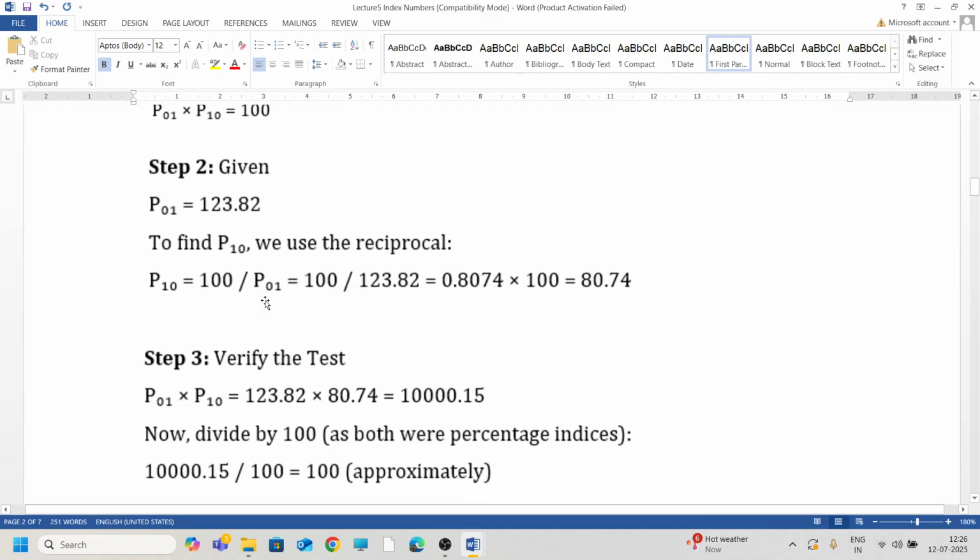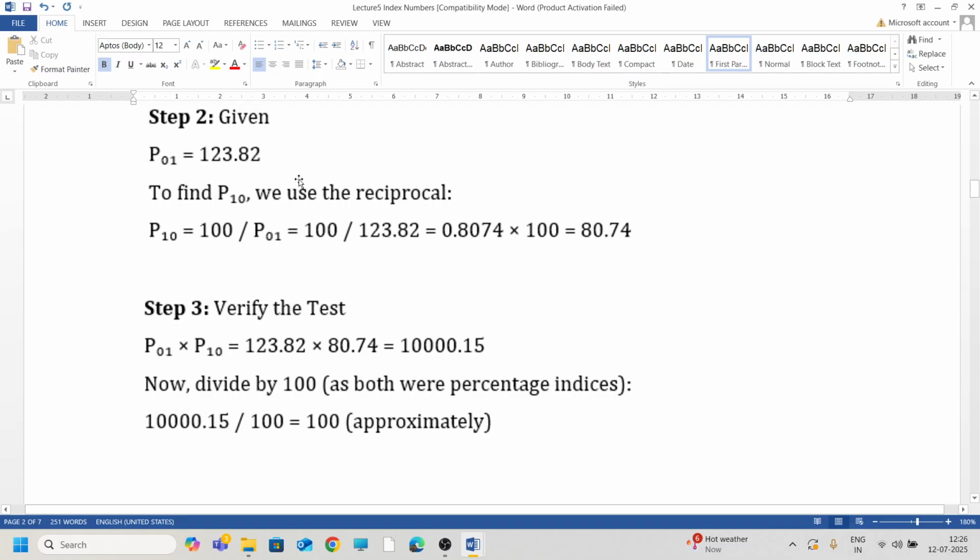So step 2. First we have to calculate P01, already given in the problem itself, 123.82. To find P10, we use the reciprocal. So P10 equals 100 divided by P01, that is 100 divided by 123.82. So the answer is 80.74.